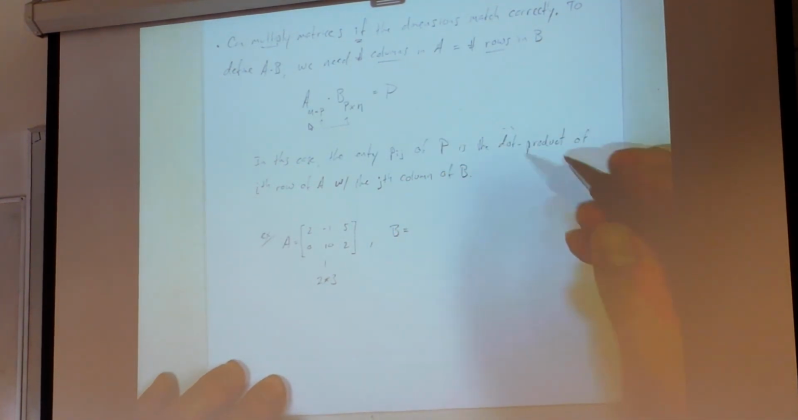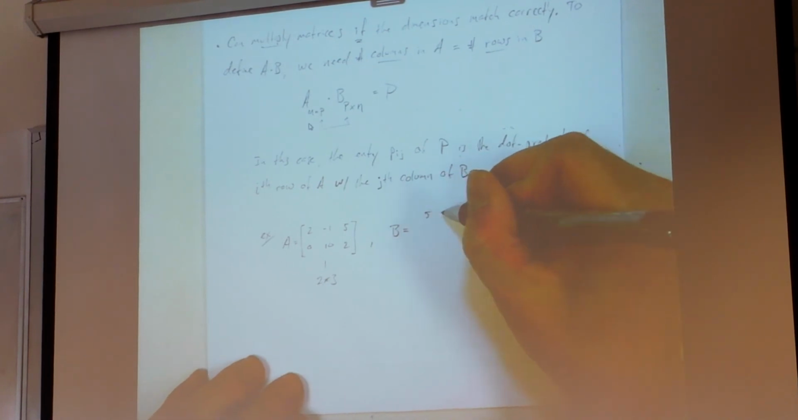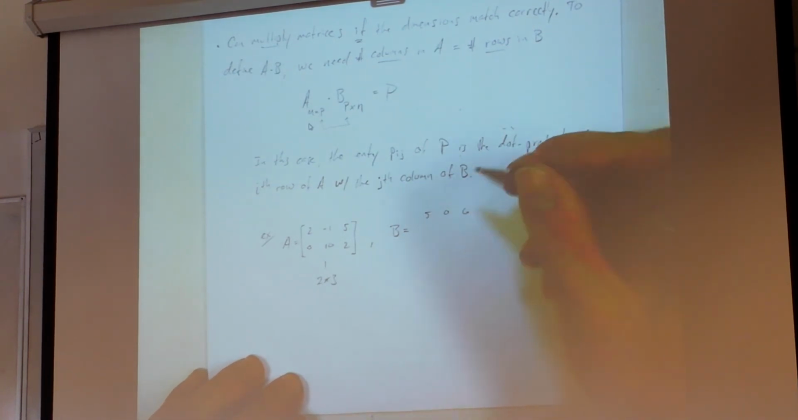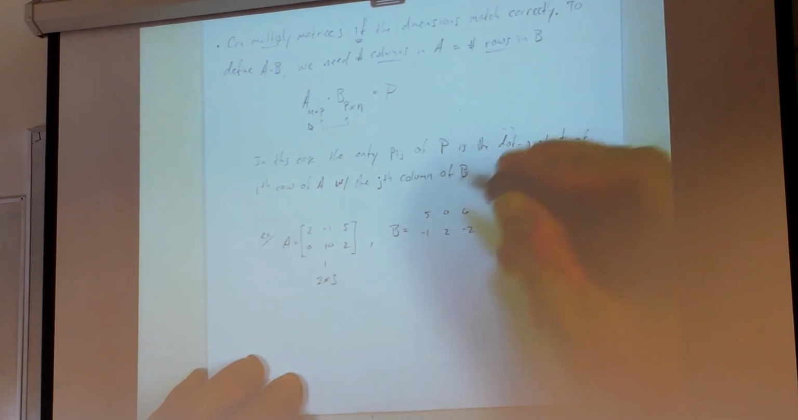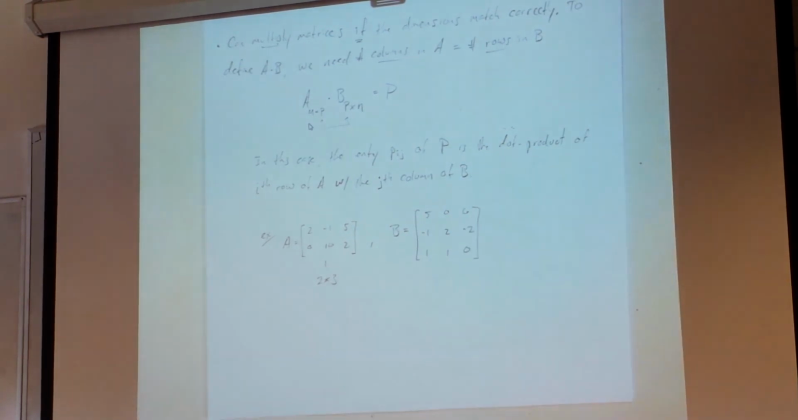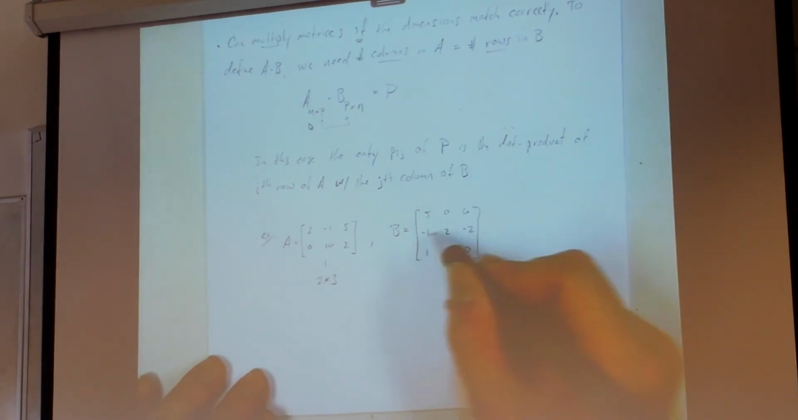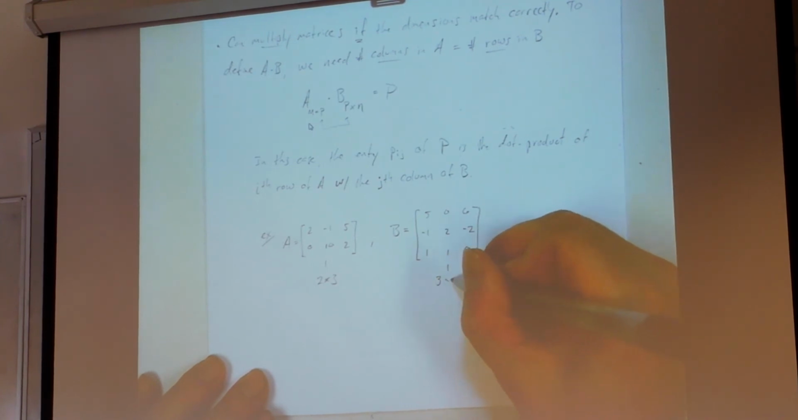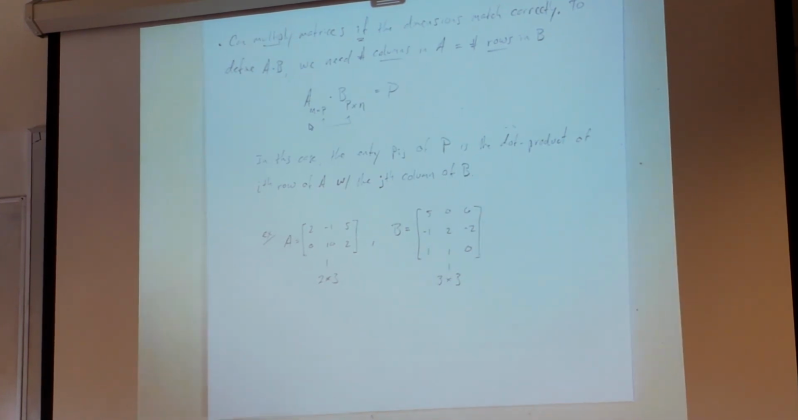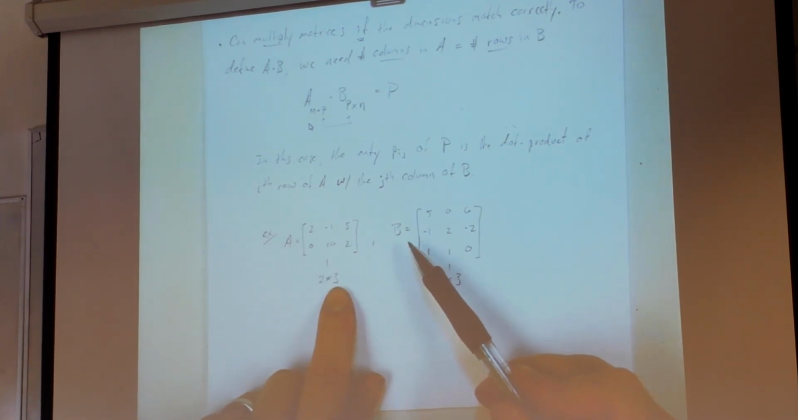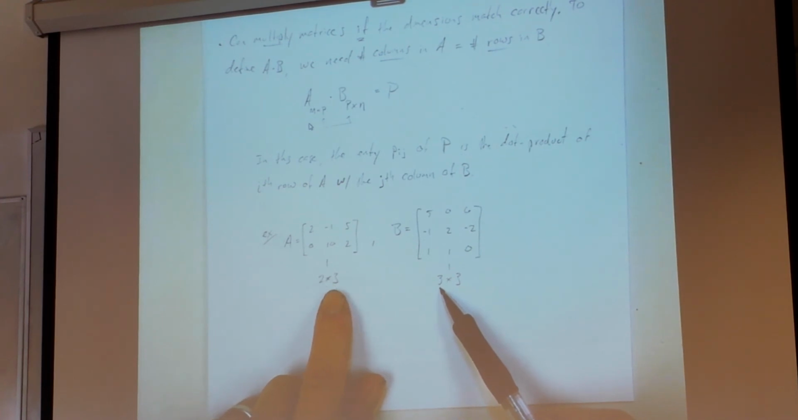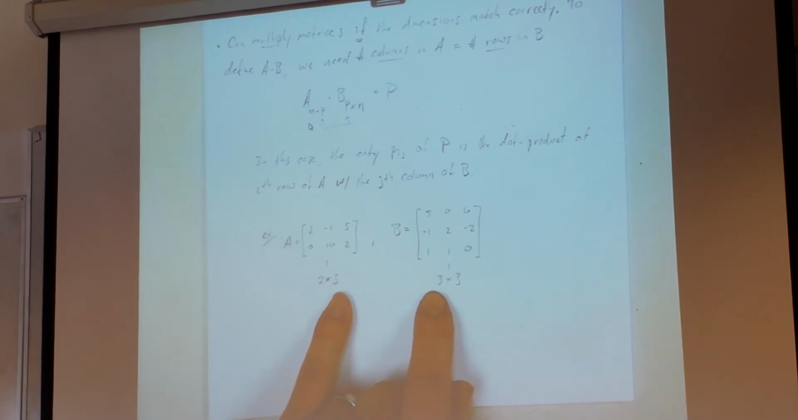And say B is this matrix, entries 5, 0, 6, -1, 2, -2, 1, 1, 0. Okay. And what are the dimensions of this one? It's a square. It's a 3 by 3 matrix. All right. And this is how I remember it. A times B, I can only multiply them if the number of columns in A matches up with the number of rows in B. So those inside dimensions have to match.